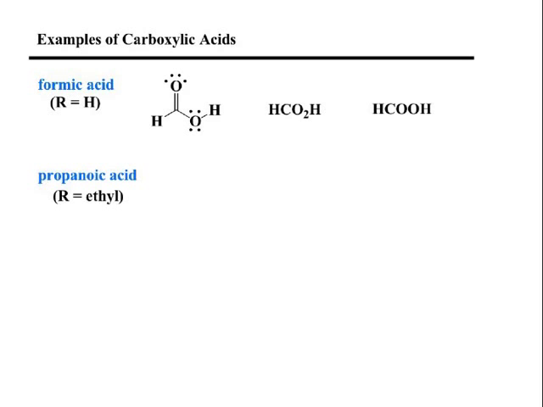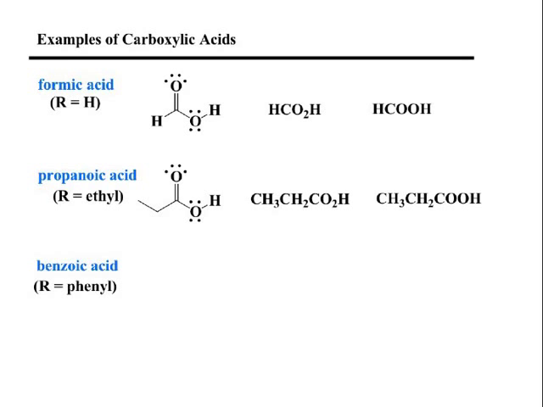Propanoic acid, another simple carboxylic acid. How does this differ from formic acid? Yeah, there's an alkyl group, in this case an ethyl group, absolutely, that's attached to the carbonyl, right? So replacing the hydrogen on the carbonyl with the carbon group is the difference that we see here. Okay? But other than that, the functional group's identical, right? It's still the carboxylic acid functional group.